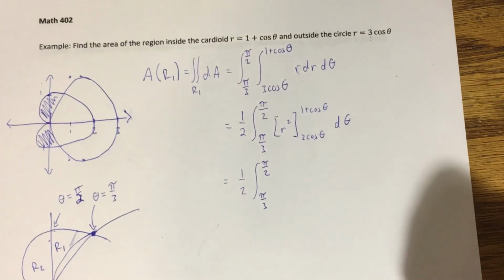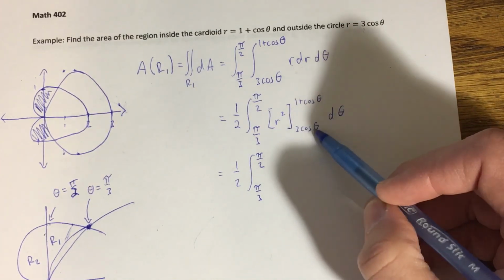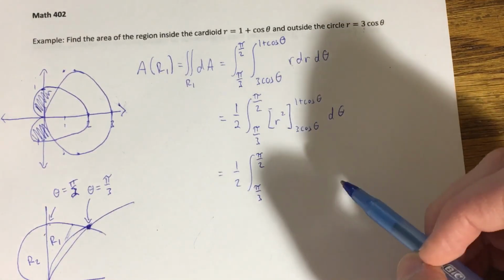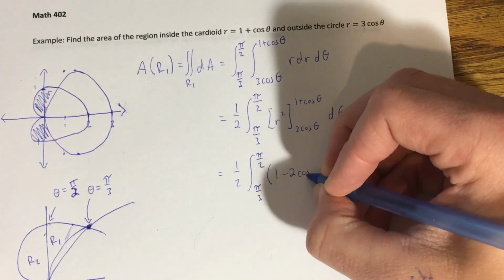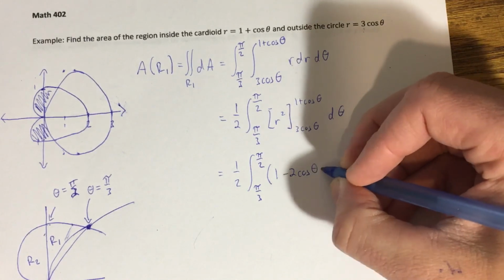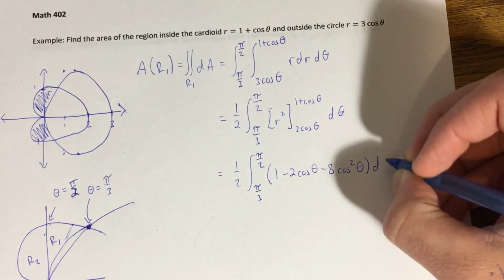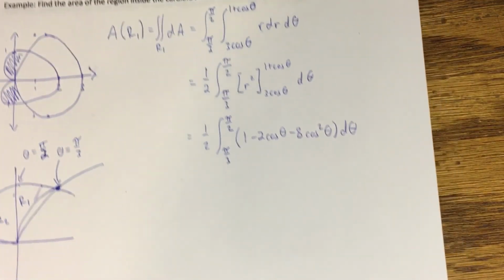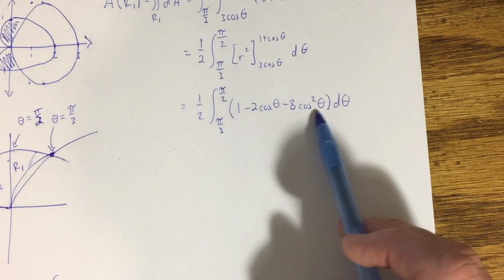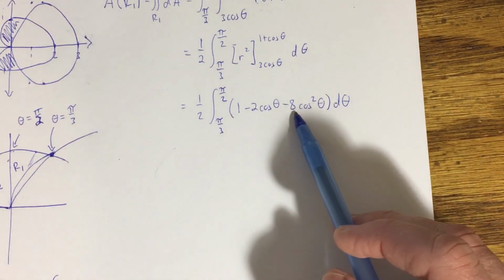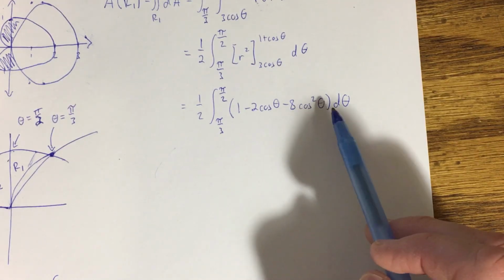All right. Now, plugging this in, (1 plus cosine theta) squared minus (3 cosine theta) squared comes out to this after simplifying: 1 plus 2 cosine of theta minus 8 cosine squared of theta d theta. Here's where you need to remember how you deal with trigonometric integrals from calculus 2. You have this cosine squared here. We can use a power reduction formula to reduce the size of this. Remember, cosine squared of theta is equal to 1/2 times 1 plus cosine of 2 theta.